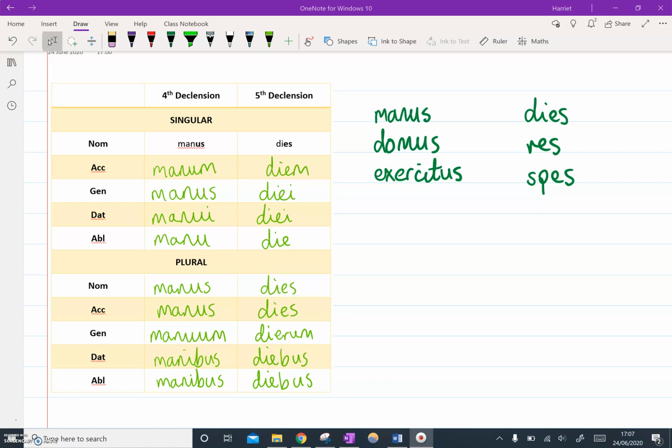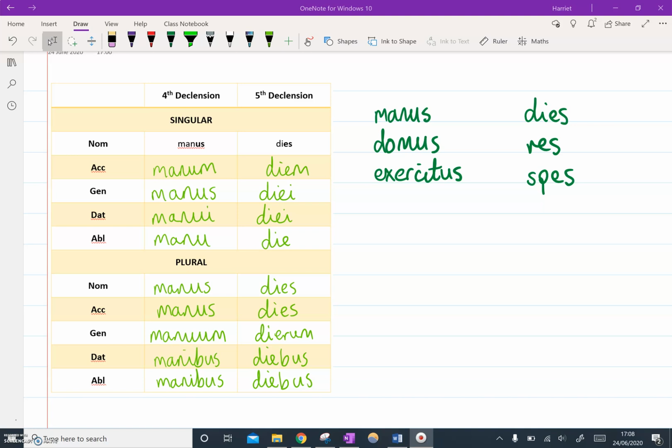The first thing to note is that both declensions could have either gender in them. So for example, manus is a feminine noun, dies is a masculine noun, but that doesn't mean that all fourth declension nouns are feminine and all fifth declension ones are masculine. There can be a variety in both. It shouldn't be something to worry about too much, but just so that you know.